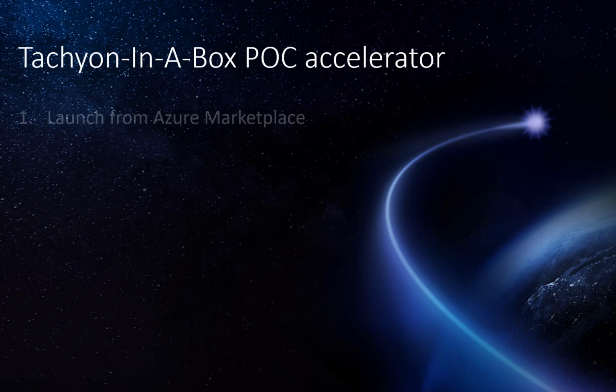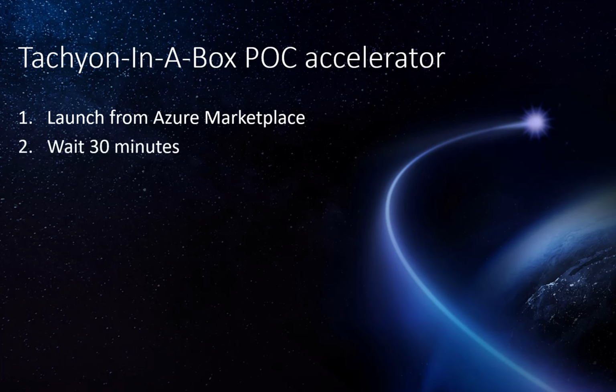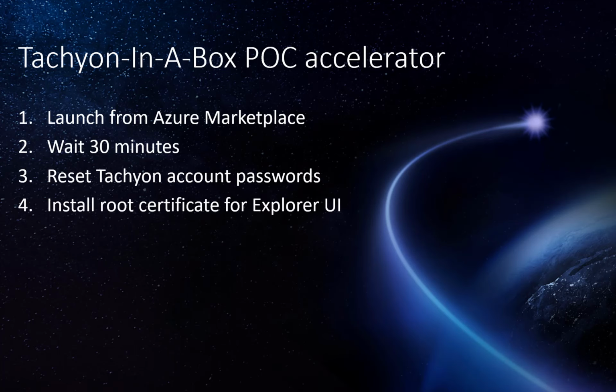In this video we will first launch the Tachyon-in-a-box Proof of Concept Accelerator from the Azure Marketplace. We'll wait for 30 minutes for it to install. We will then reset the Tachyon account passwords so that we can log into the Explorer user interface. To do that we'll need to install the root certificate. We will then install a client and verify that that client is working.